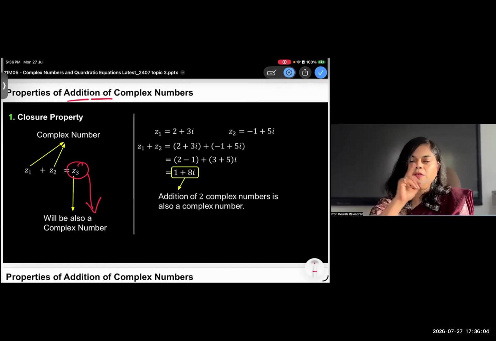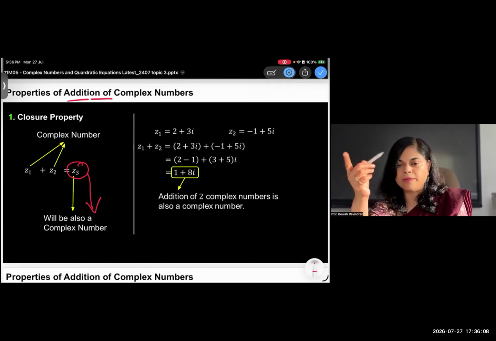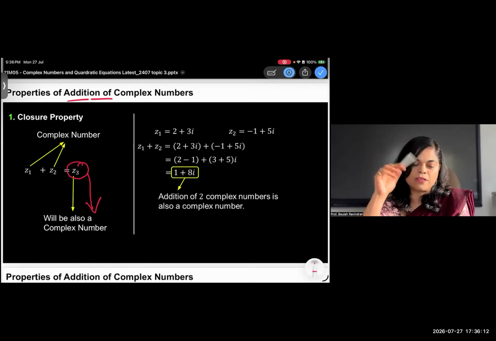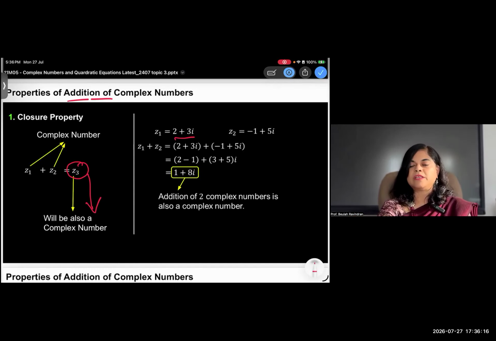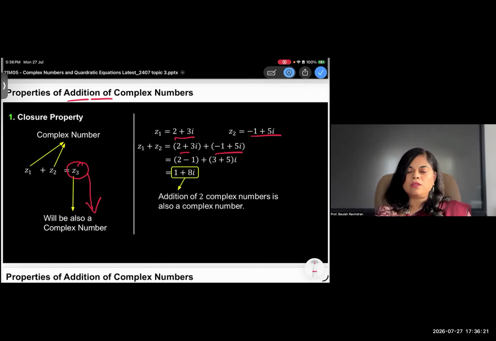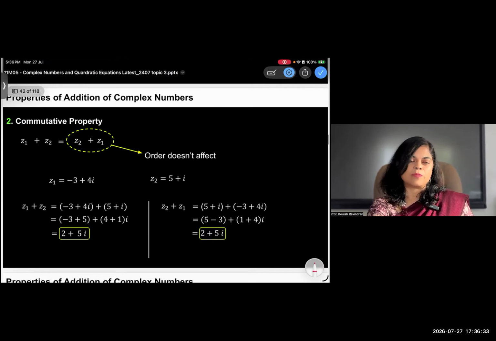If you add Z1 and Z2, where Z1 is a complex number and Z2 is a complex number, the resultant should also be a complex number. That is the closure property. See, 2 plus 3i plus 1 plus 5i: if you add these two, the real numbers should be added and the imaginary numbers should be added. So 3 plus 5, 8i. So it is also a complex number. That's what the thing is. So that is the closure property.